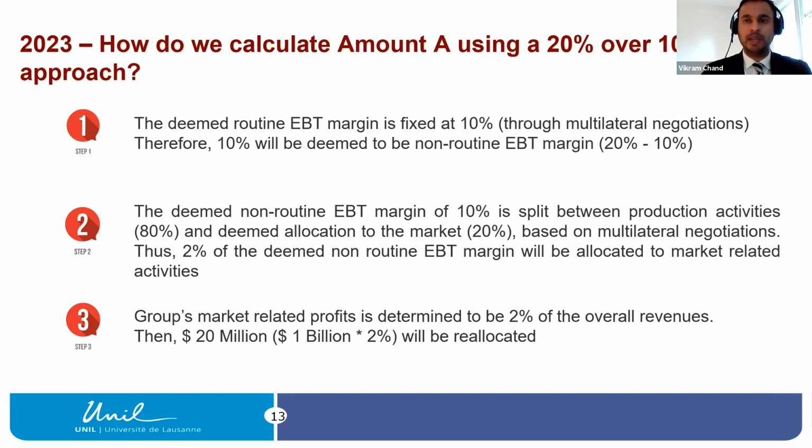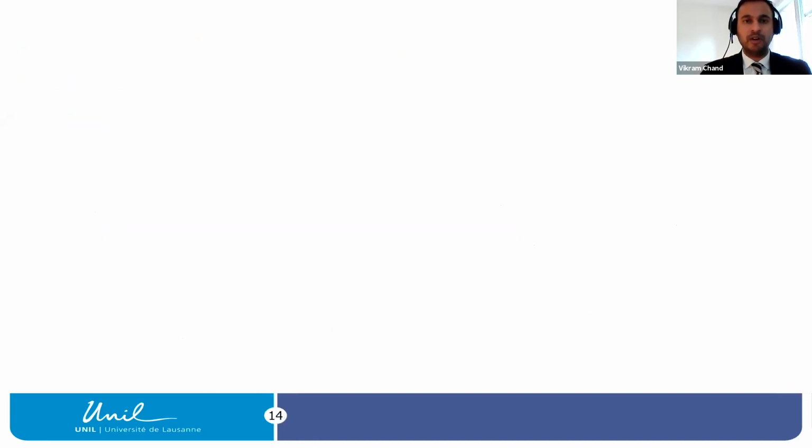So 10% being the deemed routine margin, and anything above 10%, or let's say anything above 10%, that means 20% of anything above 10% will be reallocated to the market. So 20 million is up for reallocation here.